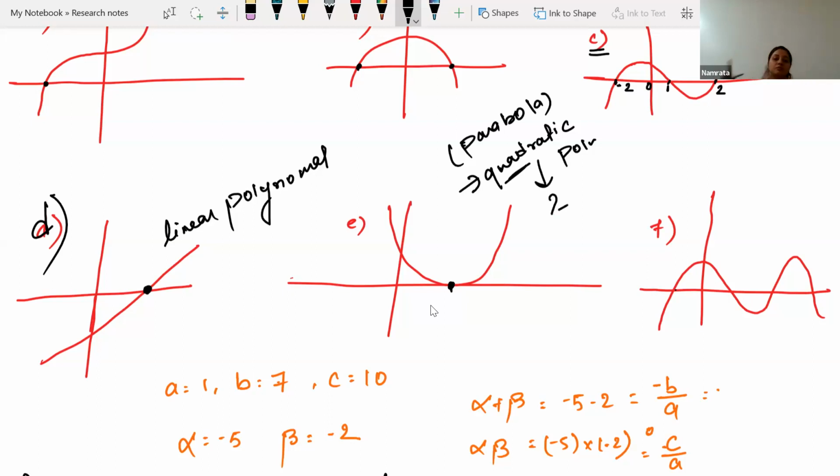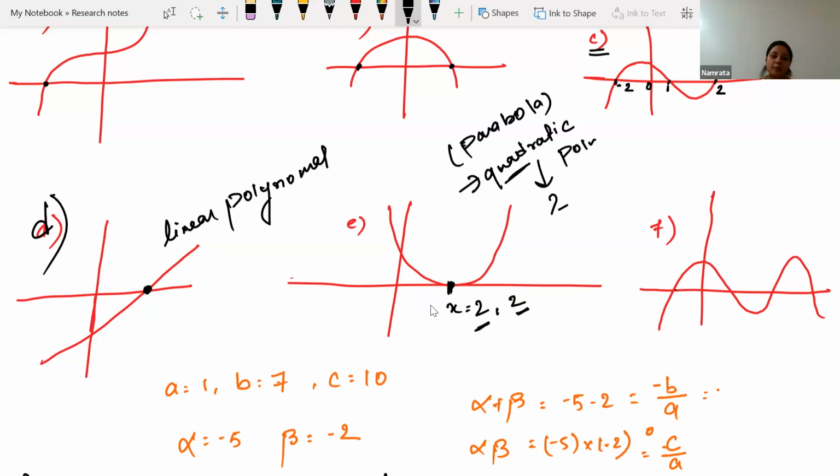So when you go and learn the chapter on quadratic equations, you will understand that even if the x value, let's say 2, is there, we get the same x value 2 and 2 twice. So this represents a quadratic polynomial. Here one zero is x equals 2 and the other zero is also x equals 2 only.